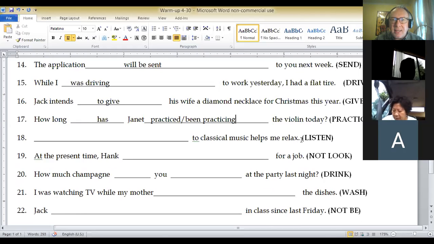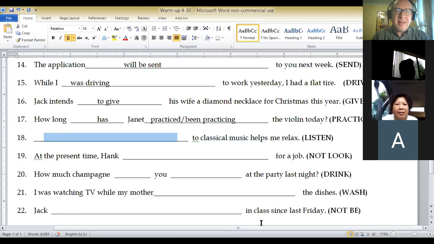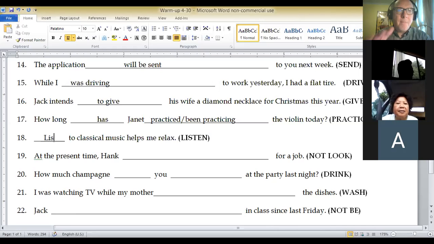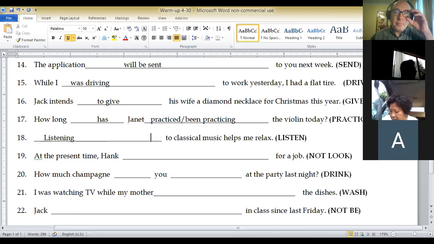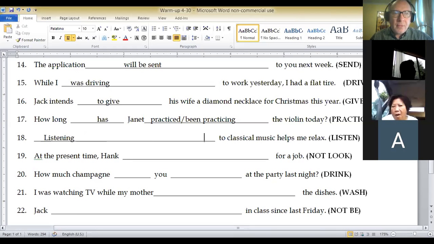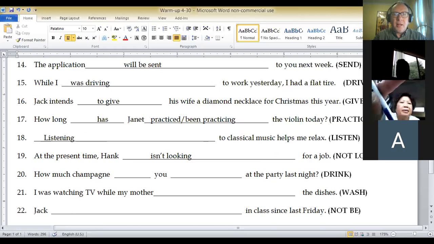All right, let's see here. Here we have no subject. No listening. Subject. Listening, right? The next one says, at the present time. What can we say at the present time? At the present time, what? Isn't looking, right. Isn't looking for a job, right? No, está buscando.